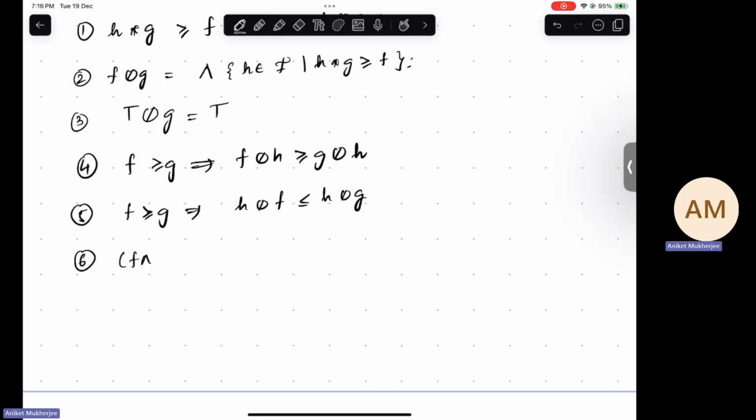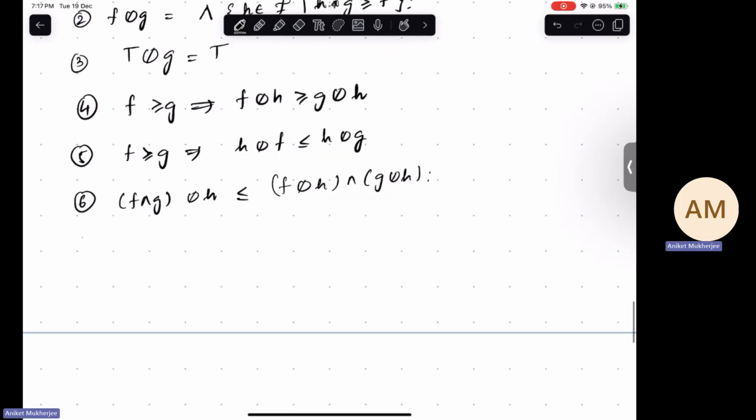So next is pointwise minimum. F pointwise minimum G deconvolution H is less than or equal to F deconvolution H pointwise minimum G deconvolution H. So the deconvolution operation doesn't distribute over the pointwise minimum function, but it has a one-sided inequality. The proof we'll see in the next class.